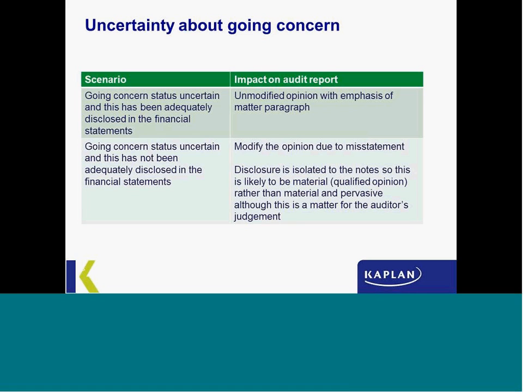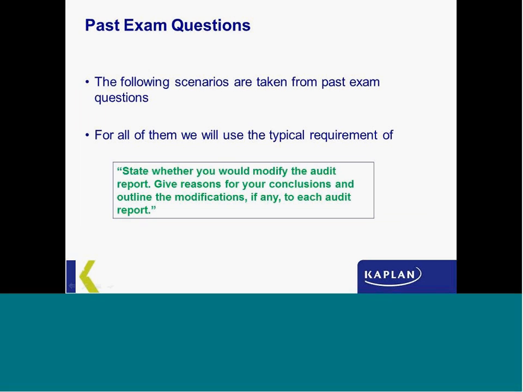A couple of specific scenarios then. Four scenarios are taken from past exam questions. For all, we're going to use the typical requirement of whether you would modify the audit report, give reasons for your conclusions, and outline the modifications, if any. So, similar to that taken earlier for general reporting problems, we're thinking specifically about issues pertaining to going concern.